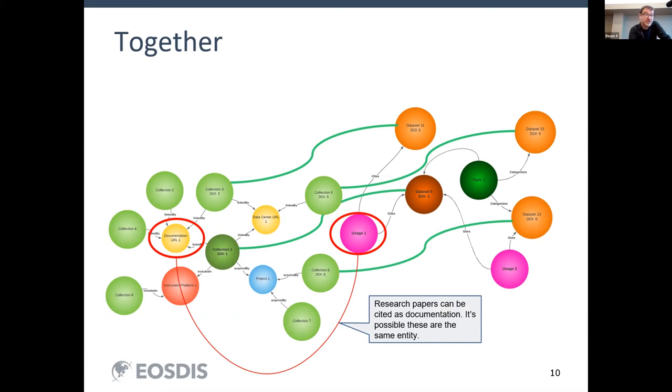It's possible that that documentation URL one is actually the same thing as usage one, an applicational scientific research paper. So that's one of the pitfalls of this. But I think hopefully you can see the utility of this by being able to navigate across these archipelagos of knowledge. I just came up with archipelagos now. I'm going to stick with it.